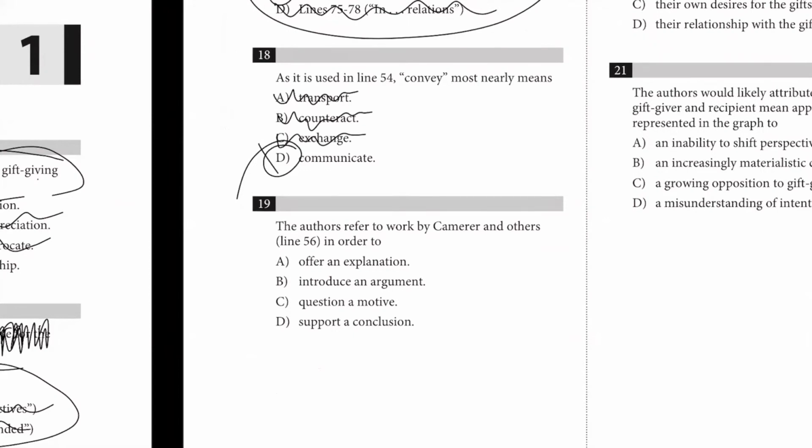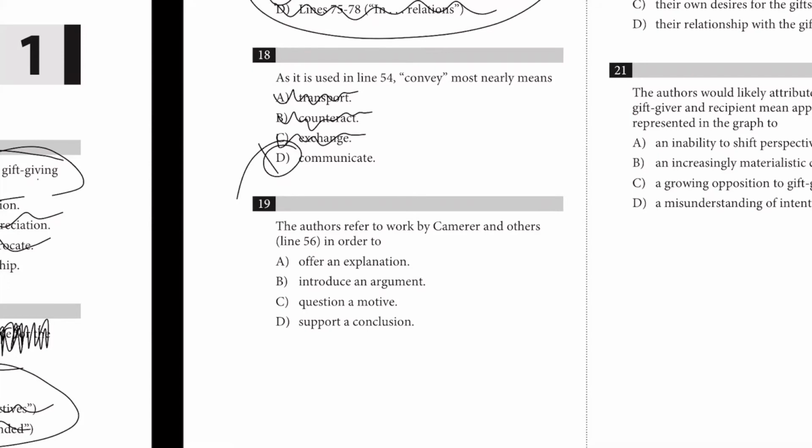Question 19. The authors refer to work by Kammerer and others in order to what? So what did I say about the quotes? Why are they adding these people into the text? Why is the author bringing in these well-known scientists into the text? What is he trying to do here? Is he trying to offer an explanation, introduce an argument, question a motive, or support a conclusion?